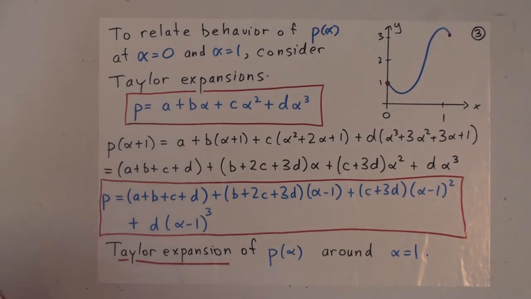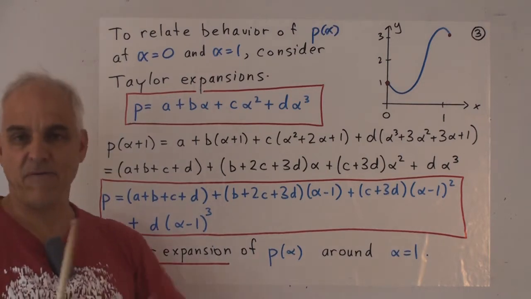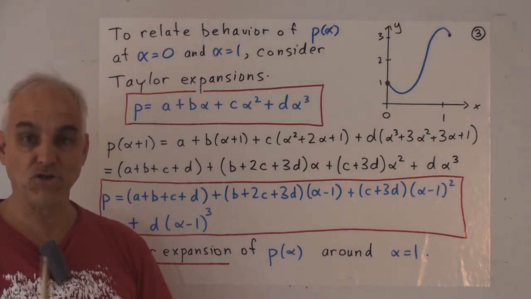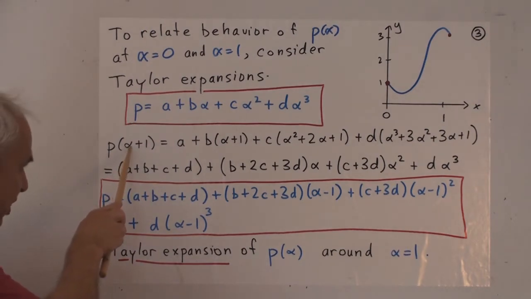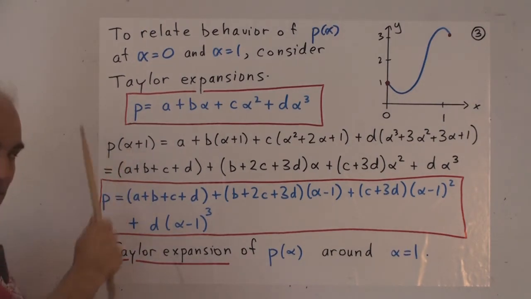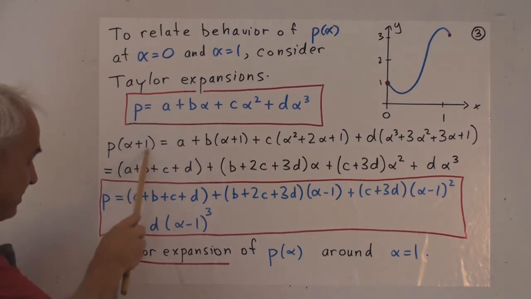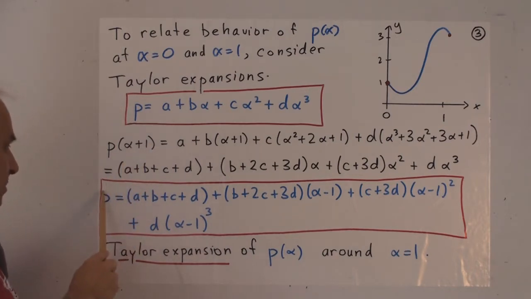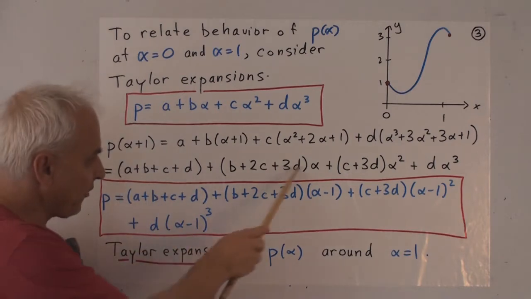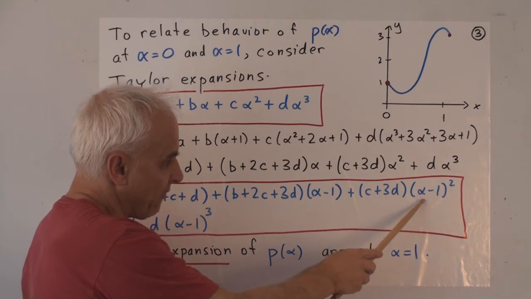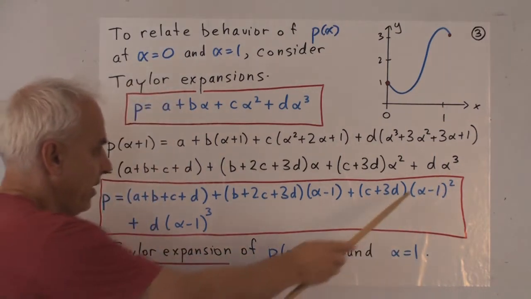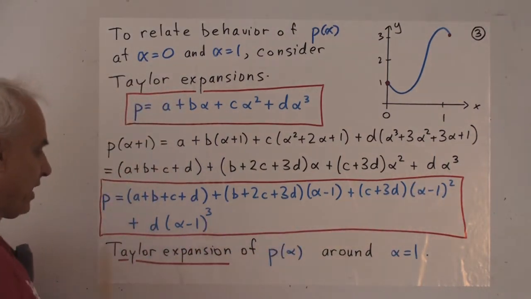Now I'm going to rewrite this. I'm going to rewrite this by replacing alpha with alpha minus 1. I'm going to undo what I seem to have just done. So if we just take this expression and replace alpha with alpha minus 1, then this becomes just alpha. So we just get p of alpha, which is just p. And here, this alpha is replaced with alpha minus 1, this one with alpha minus 1, all squared there, and this alpha with alpha minus 1, and it gets cubed.